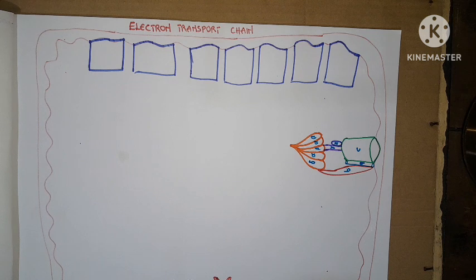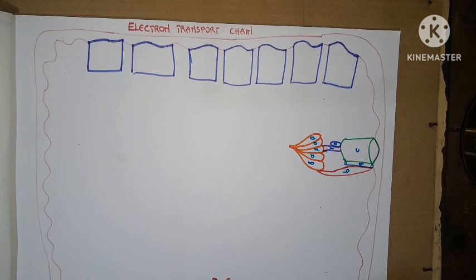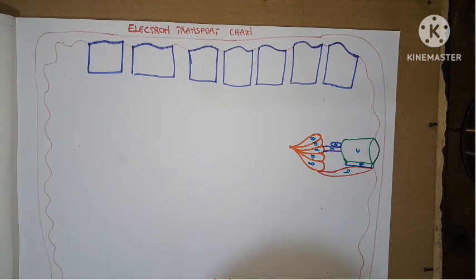And also remember that we generated 2 FADH2 in the Krebs cycle and 6 NADH. These NADH and FADH2 are going to take the hydride they are carrying to this electron transport chain.